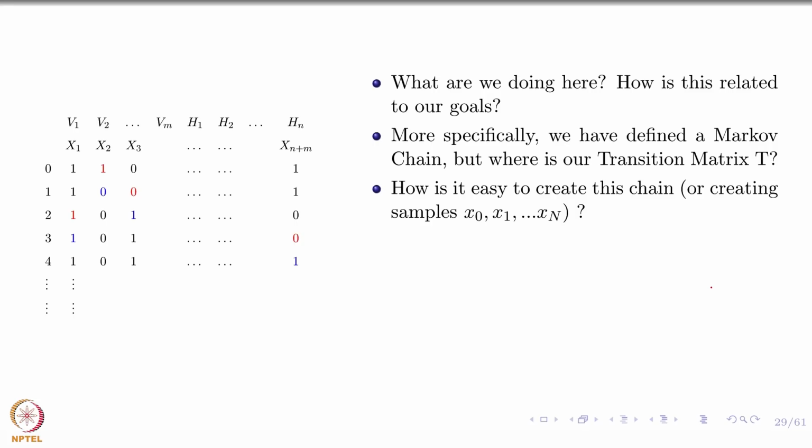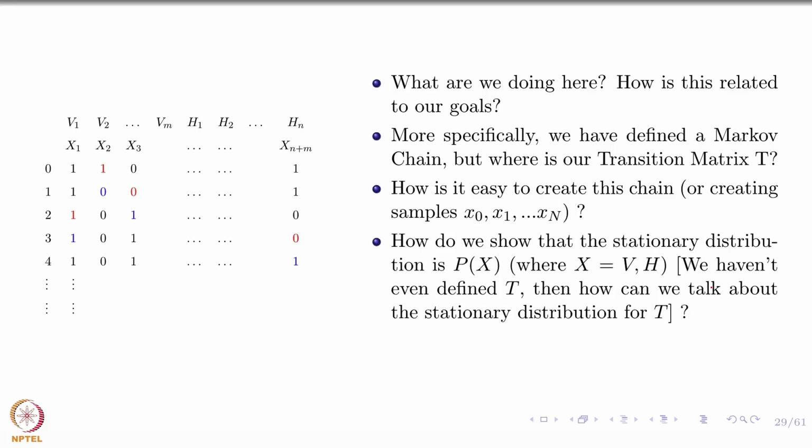How is it easy to create this chain? That's the question he was asking, right? At every transition point, I need to compute some probability. I have not even told you what that probability is. So I need to tell you that this transitioning is easy. I have not done that.